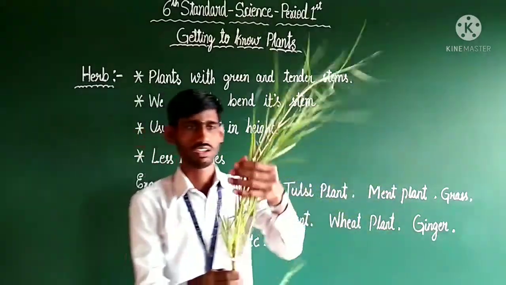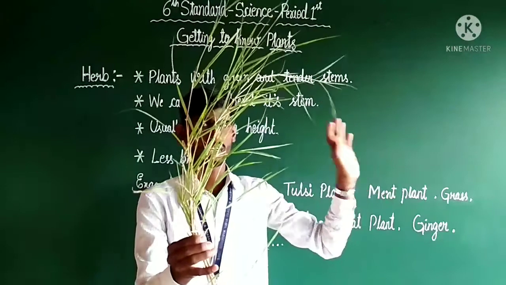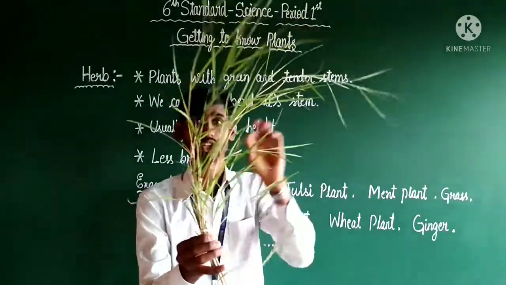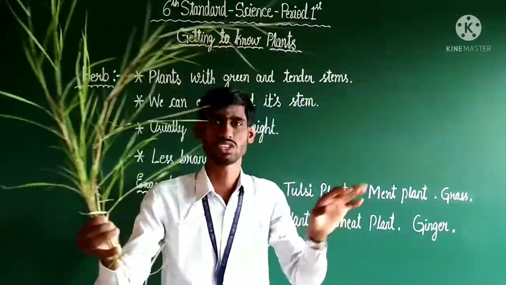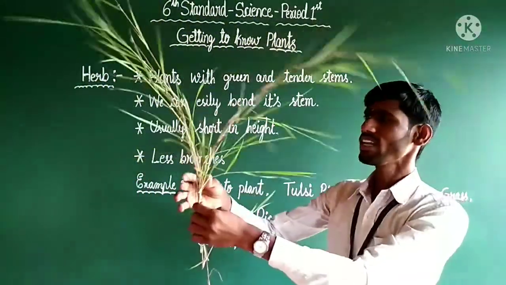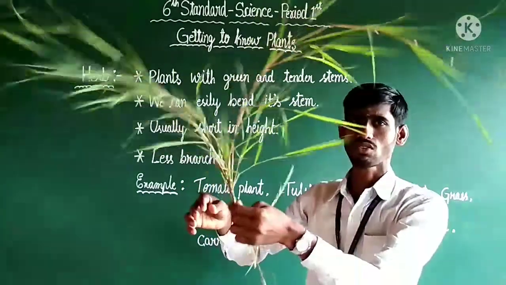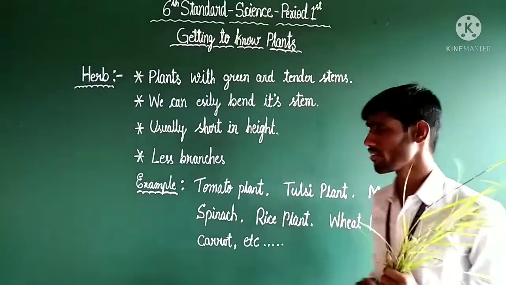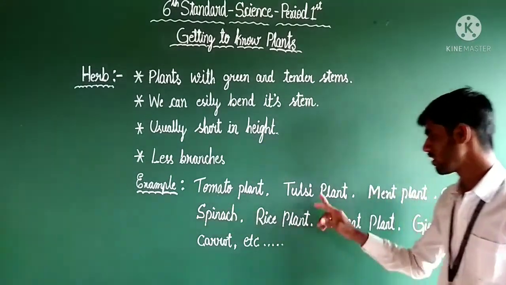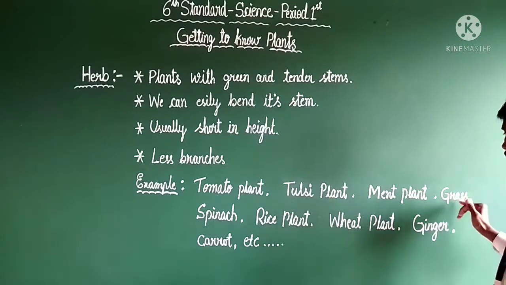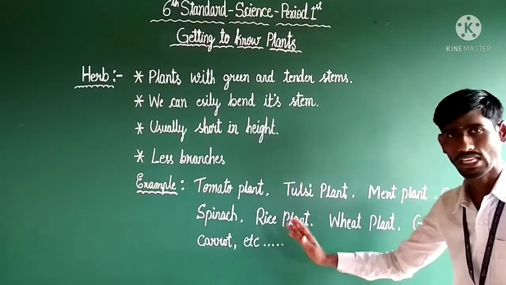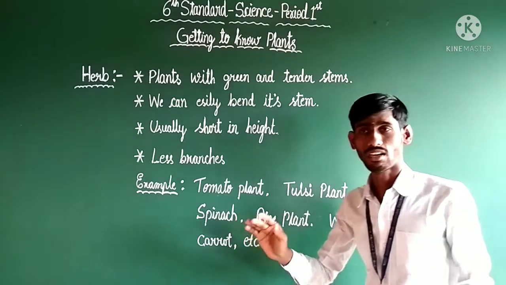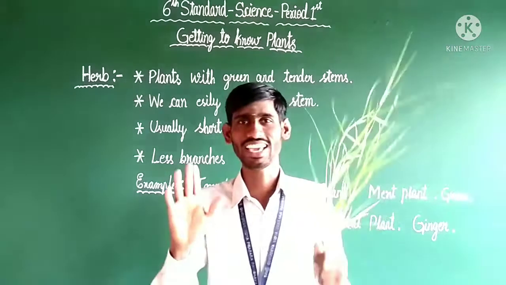Dear children, you may compare the tree and the herb. So it has fewer branches compared to a tree. See, the tree has many branches, but the herb has very few branches. This is one of the major important characteristics. Examples of herbs are tomato plant, tulsi plant, mint plant, grass, spinach, rice plant, wheat plant, ginger, carrot, coriander.